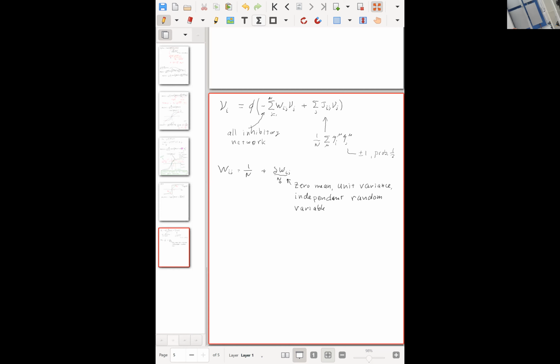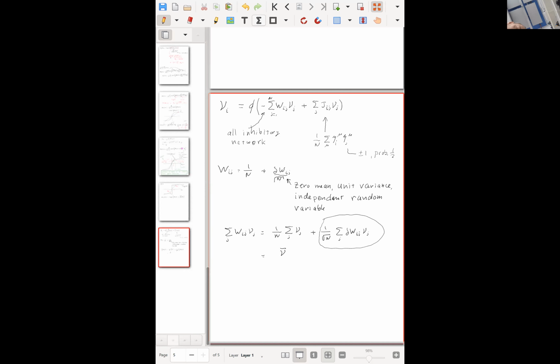So what do we have? We have the sum on j of Wij nu j is two terms. It's 1 over n, the sum on j of nu j, plus 1 over root n, the square root, the sum on j of delta Wij nu j. Okay, the first term is actually just equal to nu bar. This is the average firing rate by definition. And what about this term?